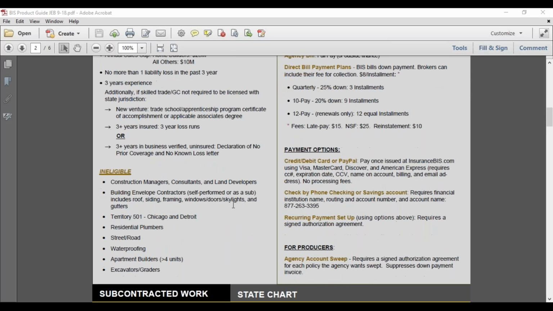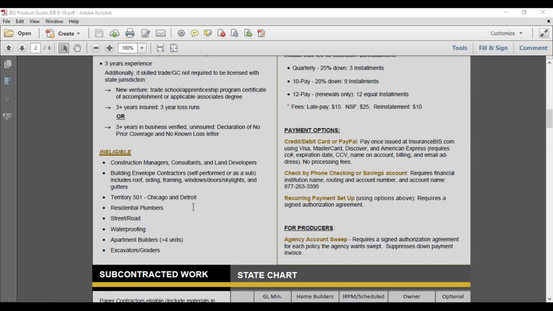I'm going to jump to the ineligible classes because that's what sticks out. We are very vanilla. We offer product quotes for most of your vanilla contractors, so your HVAC, electrical, and all that. Where we really stand apart are your residential home builders and your residential remodelers. Having said that, there are certain contractors that are not eligible.